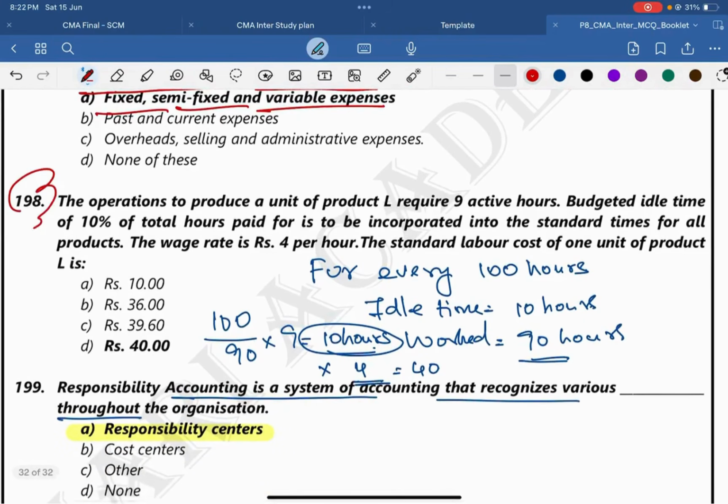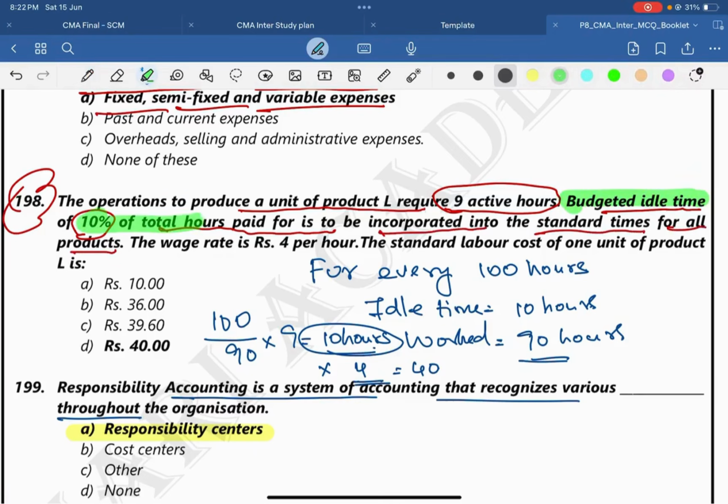Then 198. The operations to produce a unit of a product L require 9 active hours. Budgeted idle time was 10% of the total hours paid, to be incorporated into the standard time for all products. Very simple. They themselves have given budgeted idle time is 10% of the hours. So what I will do, I will assume 100 hours. For every 100 hours, idle time is what? 10. It is an assumption. Don't ask why. Idle time is 10 hours.